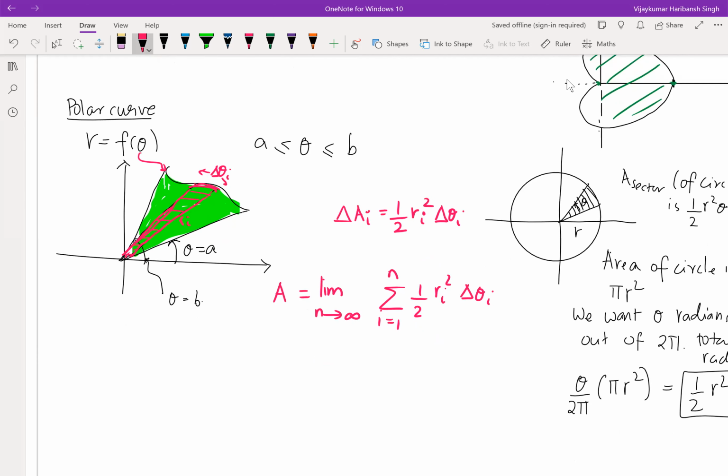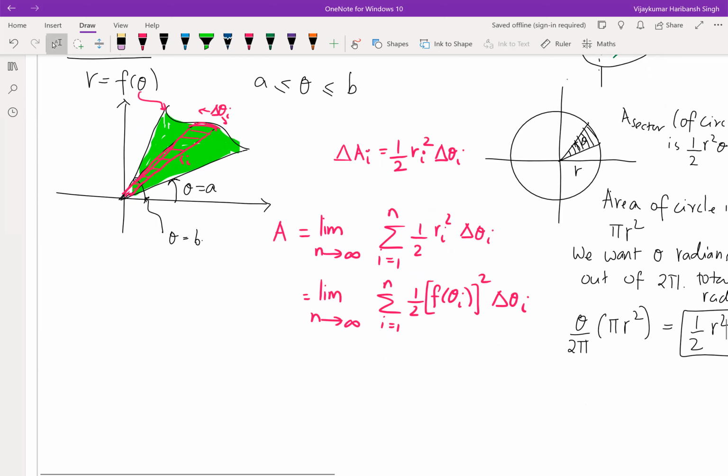Now note, what is Ri? You have r equals f of theta. You can think about Ri as f of theta i. So the summation, i going from 1 to n, of half f of theta i, squared, delta theta i. If you look at this, this corresponds to the integral, really. So this is the integral from a to b of half f of theta squared d theta.